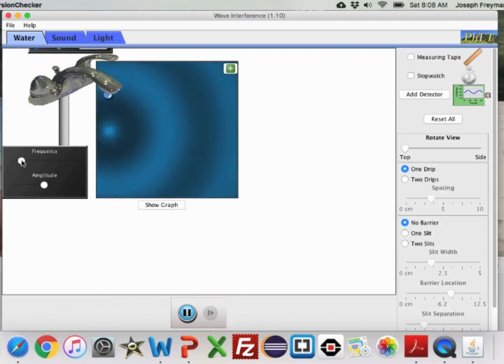Now, if I increase the frequency of the drops, then I'm increasing the frequency of the waves. And I can see that there are dark parts and there are light parts. We can say that the light parts correspond to the crests of the wave, and the dark parts correspond to the troughs of the waves.